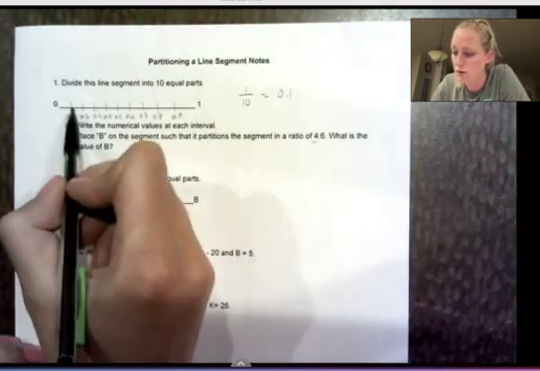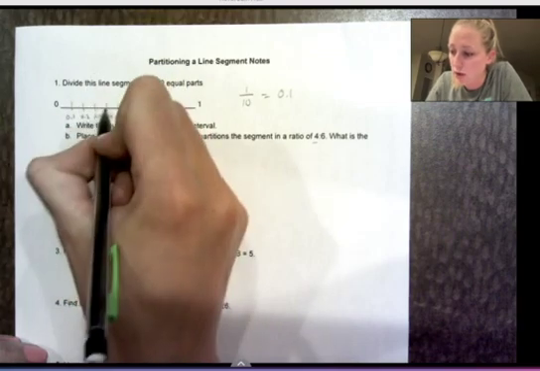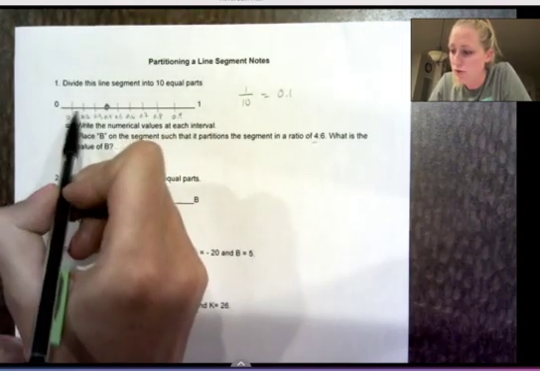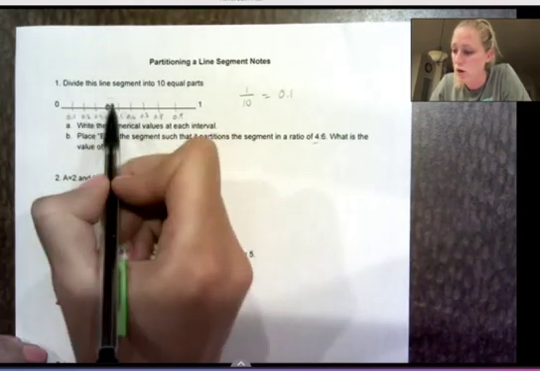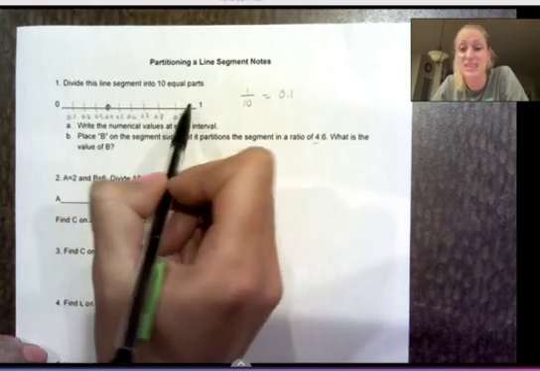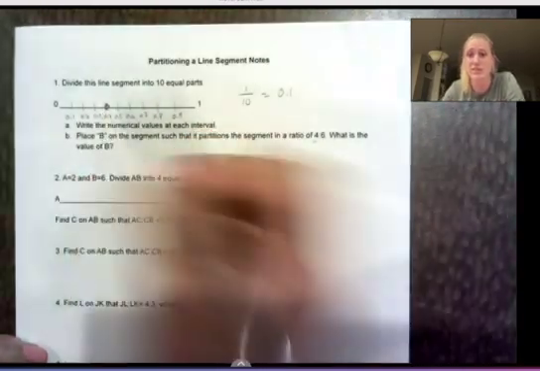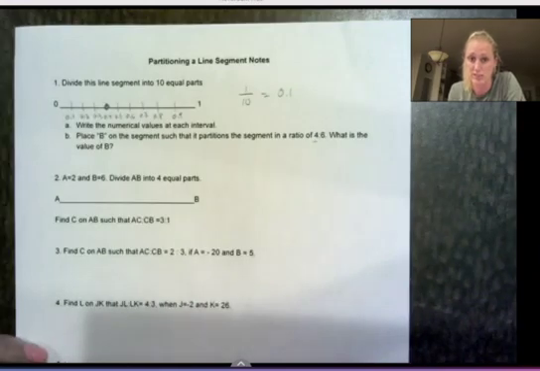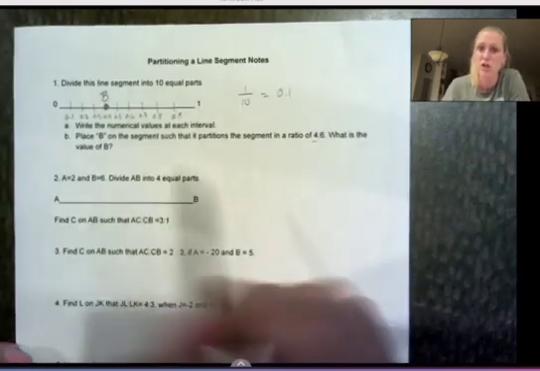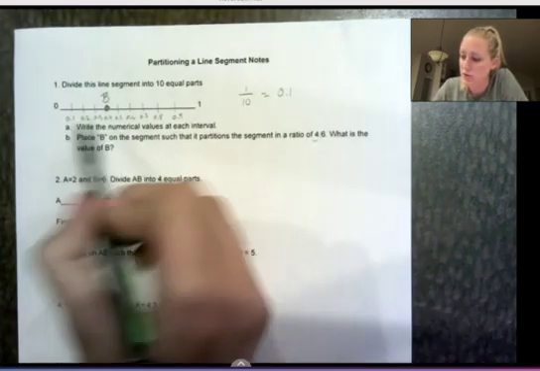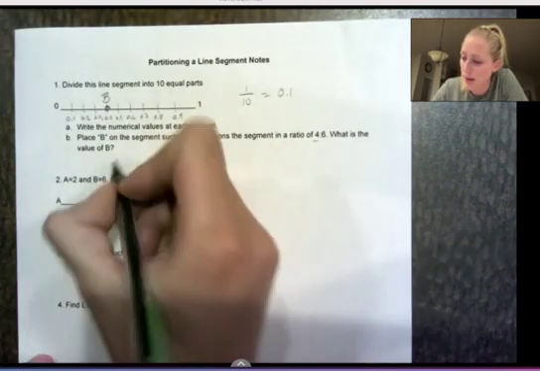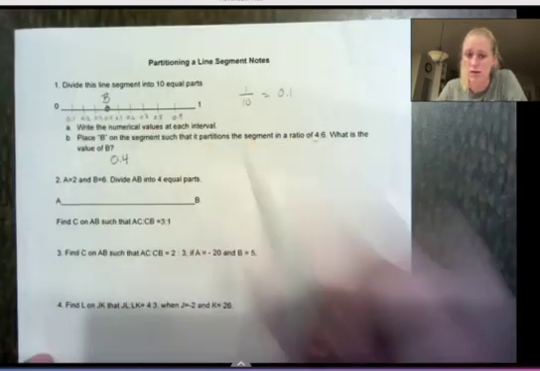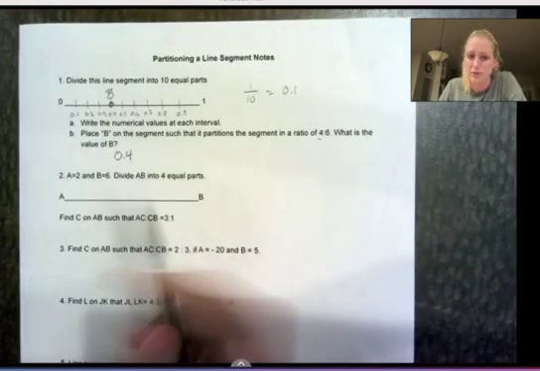So here's 1, 2, 3, 4, right? So here I have 1, 2, 3, 4 parts on the left, 1, 2, 3, 4, 5, 6 on the right. So this is the point that separates it into that ratio, 4 to 6. So I'm going to put the letter B just above that, okay? So it says, what is the value of B? So this point is at 0.4, okay? All right, so let's try another one.